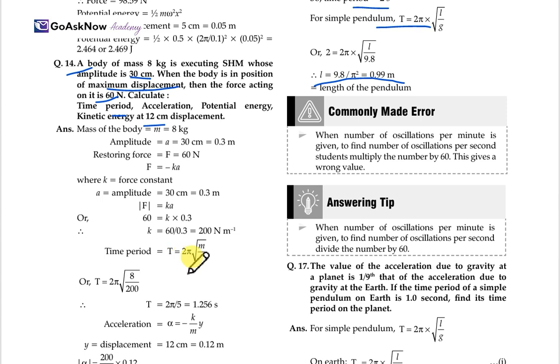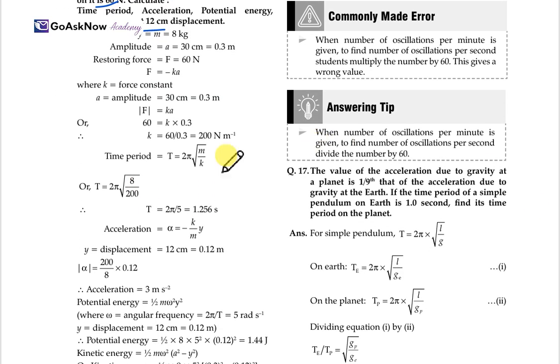So the time period T will be 2 pi square root of m by K. So T is equal to 2 pi square root of 8 upon 200. So here we get T is equal to 1.25 second. Now the acceleration a is equal to minus K upon m times y, where y is the displacement. We get the acceleration as 3 meter per second squared.